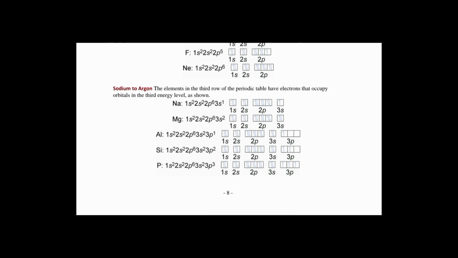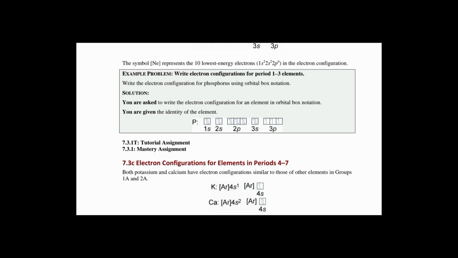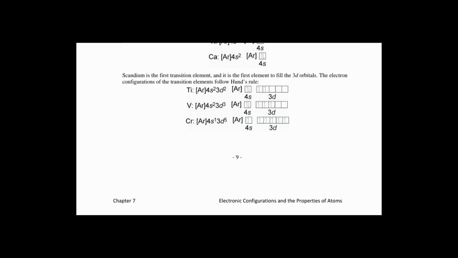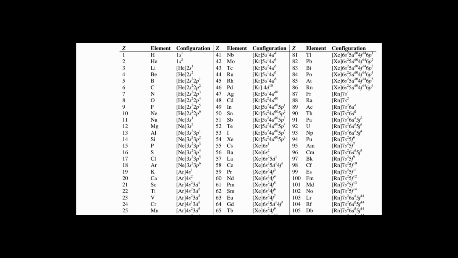Yeah, and these are the configurations of sodium, magnesium, aluminum, silicon, phosphorus, sulfur, chlorine, argon, fluorine, okay. Electronic configuration for the 4th to 7th period, okay. Potassium has this argon configuration plus 4s1. These are some electronic configurations of different elements. You can see here.